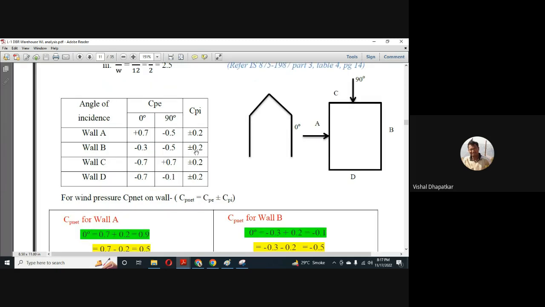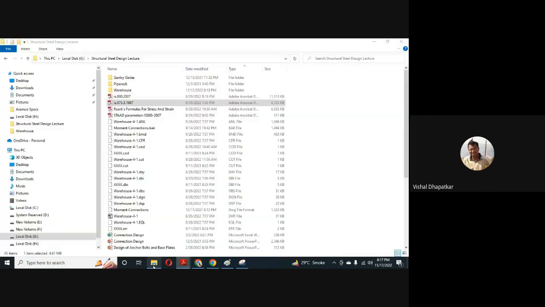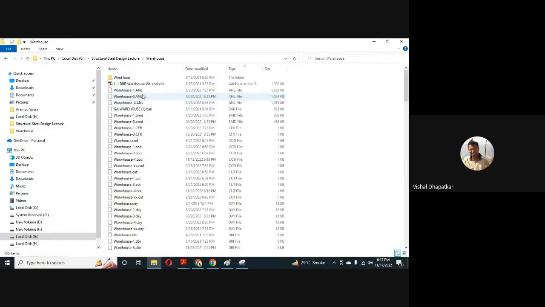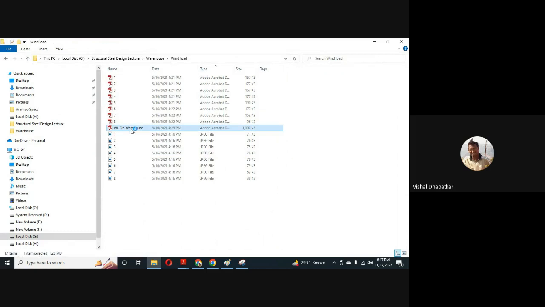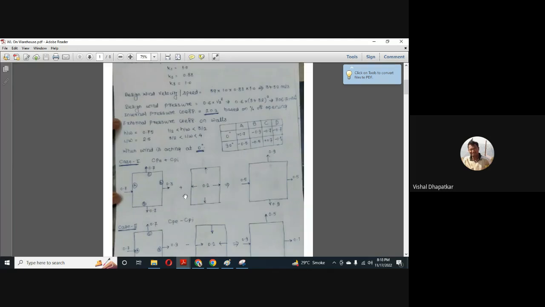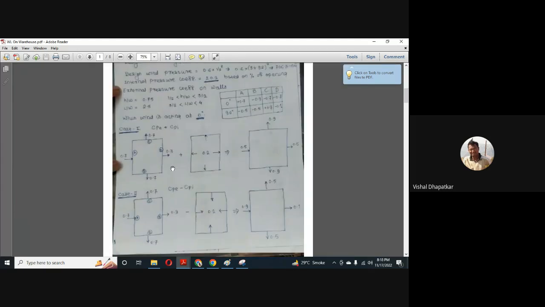So based on this, we have to create load combinations or load cases in which we are considering, for 0 degree, CPE plus CPI and CPE minus CPI. So that will give us the two combinations. And the worst of that, we have to consider for deciding the section size. Okay, so I'll just show you. These are some calculations I have prepared. I have prepared some simple sketches, so it will be easier to understand.